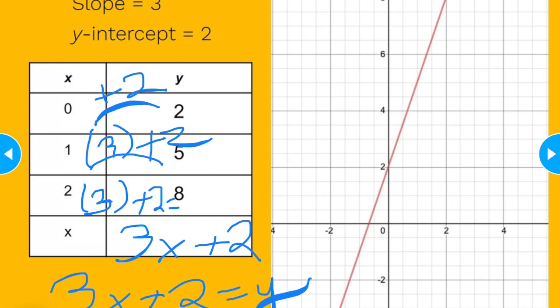Now it's your turn. For graphs B and C, complete the table and write the expression for any value of x.